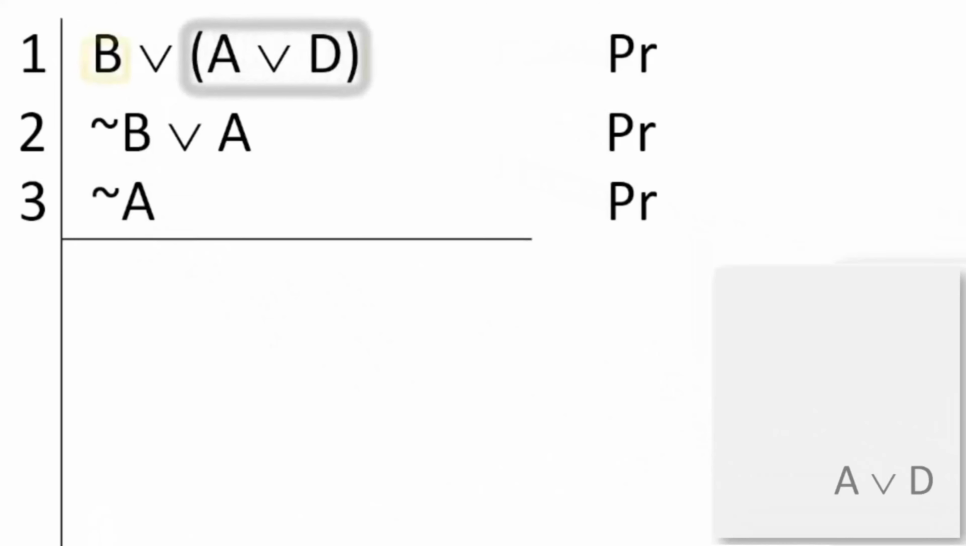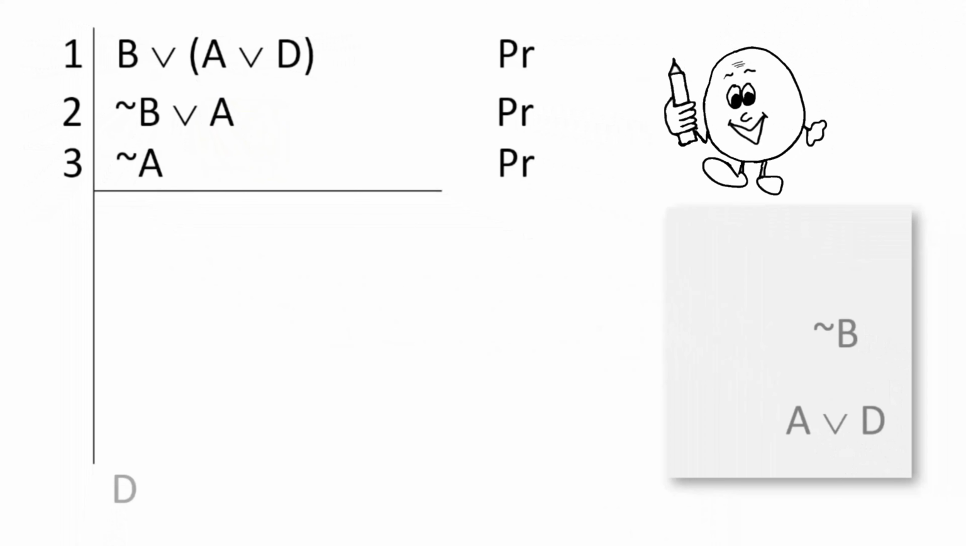We have it in line 1. It's a disjunct of a disjunction. If we could get the negation of the first disjunct, not B, we'll be able to get A or D. So our next sub-goal is not B. Not B is the first disjunct in a disjunction in line 2. If we have the negation of the second disjunct, here not A, we will be able to obtain not B. But lo and behold, we do have not A, so we don't need to worry much about it. We are ready to go.